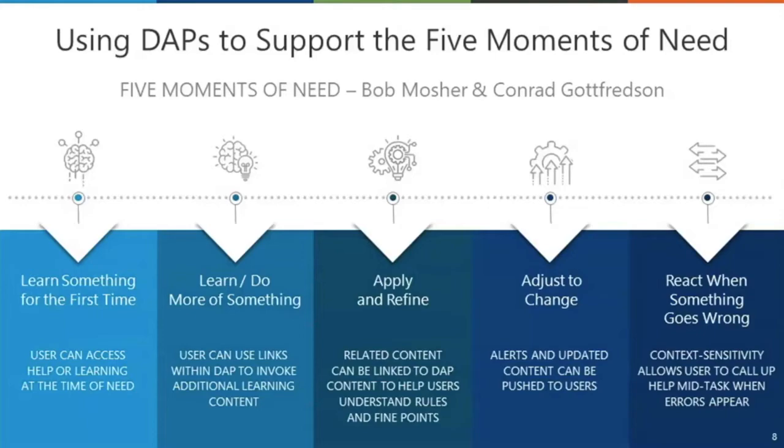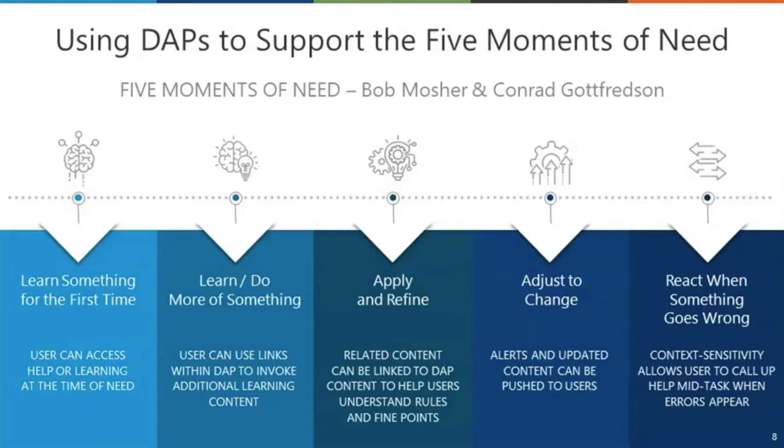Applying and refining as you're doing tasks, you can ask for additional content and easily provide them with additional content to help them learn more. And the big bonus here, adjusting to change. So as the systems evolve, as business processes change, these DAPs have alerts and notifications and content that you can push out to users. And of course, finally, react when something goes wrong.